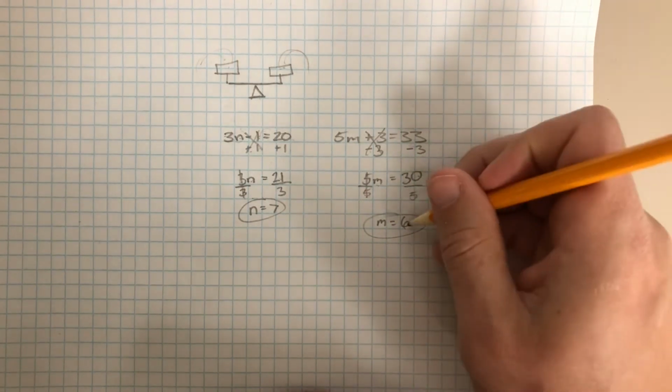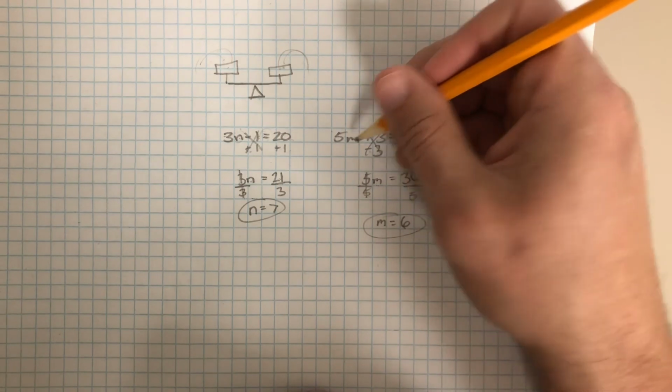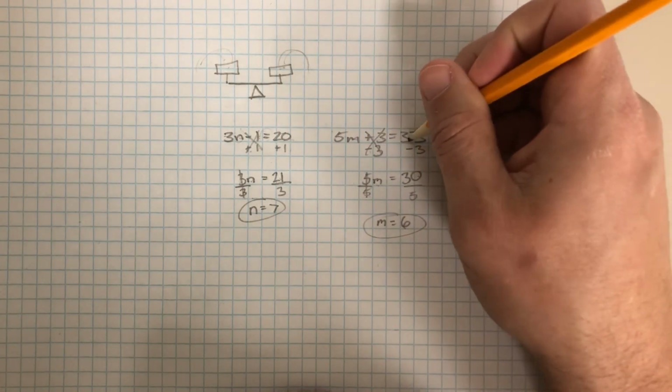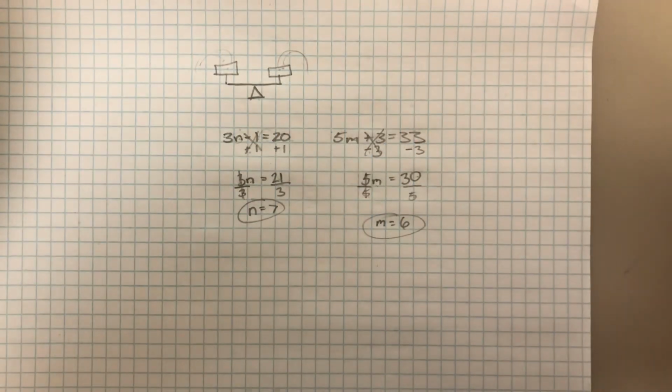Therefore, m equals 6. I can check it by plugging it in. 5 times 6 is 30. 30 plus 3 equals 33. And that checks out. So that tells me that my answer is correct. That's all there is to it. You're just using inverse operations to solve these problems.